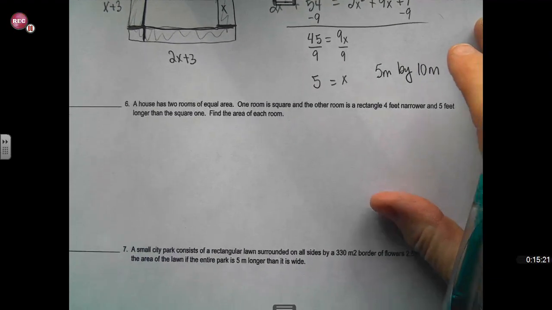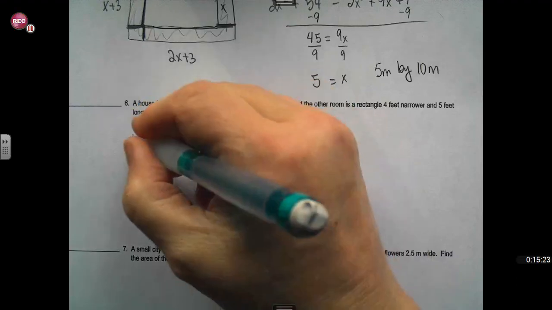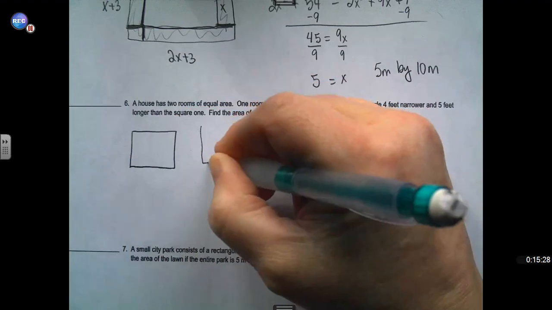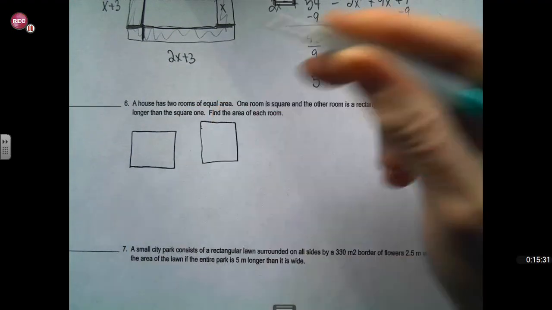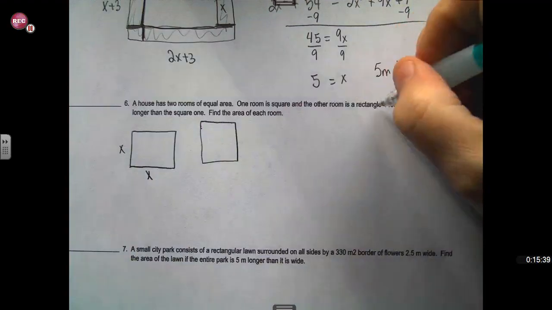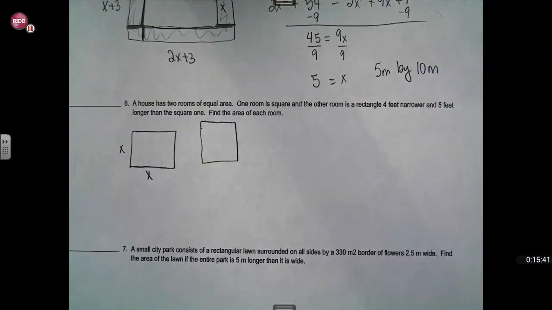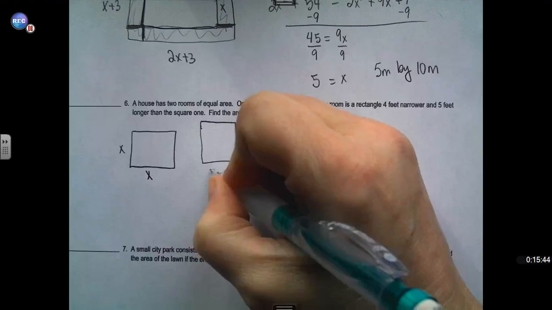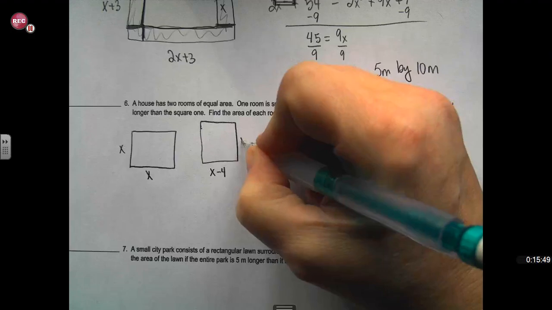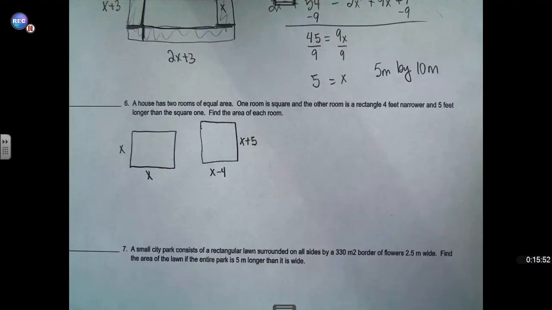Change up the theme a little bit here. A house has 2 rooms of equal area. That doesn't mean they have to be the same dimensions. Okay. One room is a square, so it is x by x. And the other room is a rectangle that is 4 feet narrower, x minus 4, and 5 feet longer, x plus 5, than the square one. And you think, oh, well, they didn't give me an area.